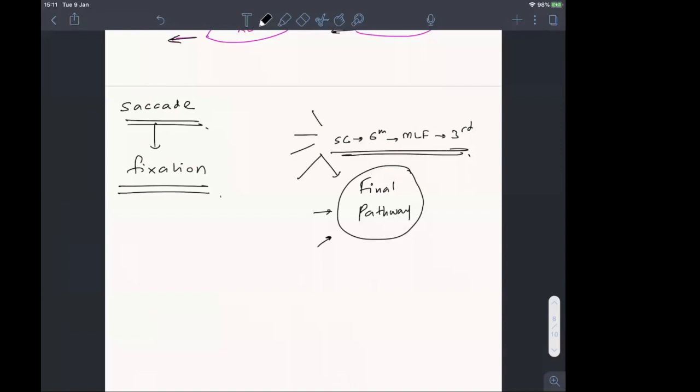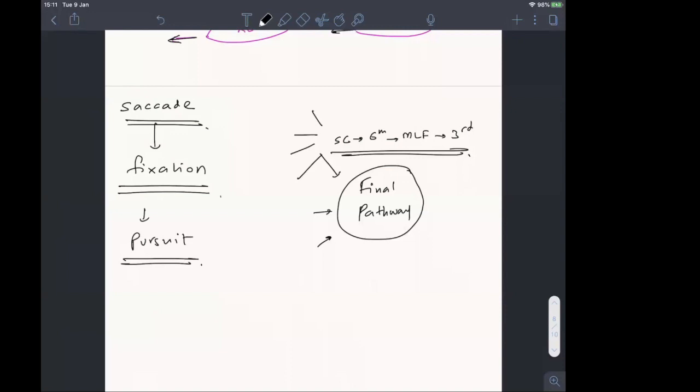Now suppose the tiger is moving from the right side of your field all the way to the left side of your field and your eyes are following it. This is called pursuit. So pursuit is not a sudden movement. Pursuit is your eyes tracking the movement of something.